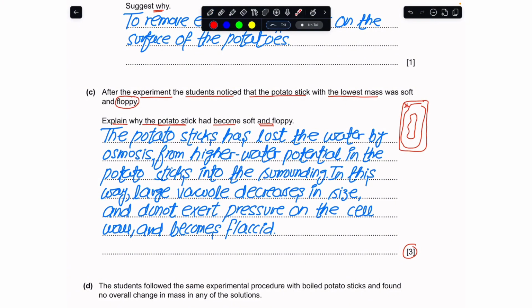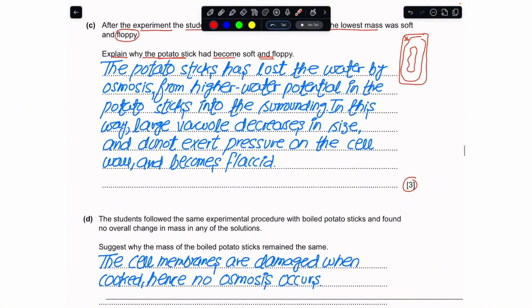And the answer is very simple: the potato sticks have lost water by osmosis, where the water has moved from the higher water potential in the potato sticks into the surrounding solution, where the water potential was low. In this way, their large vacuole decreases in size or volume, and the large vacuole is no longer exerting pressure on the surrounding cell wall, and that is why they become flaccid, or soft and floppy.